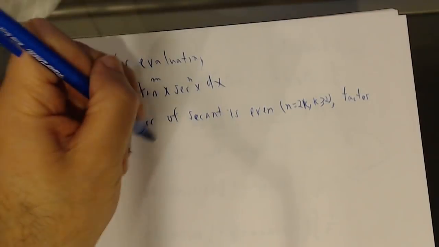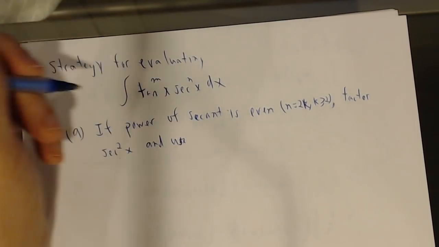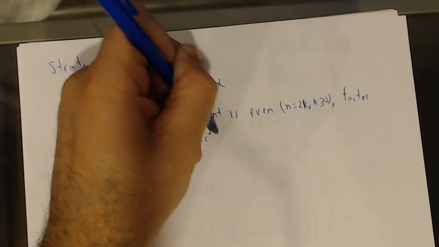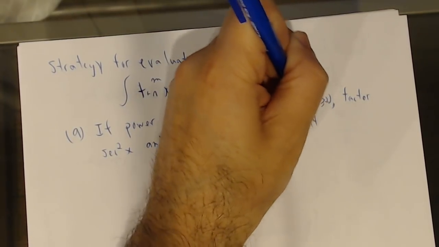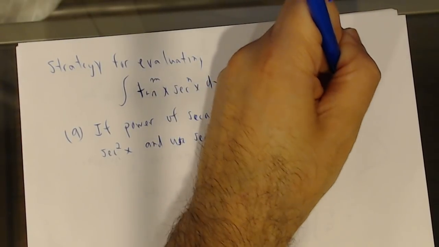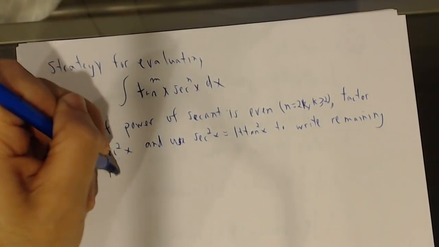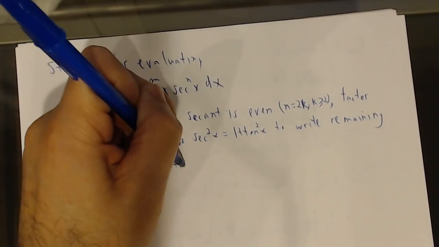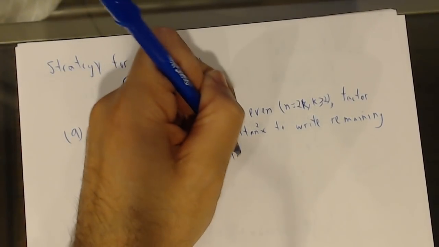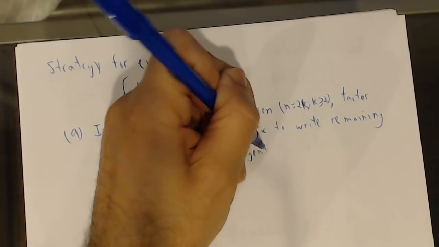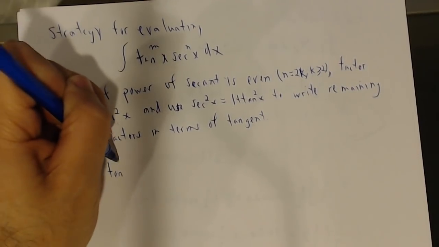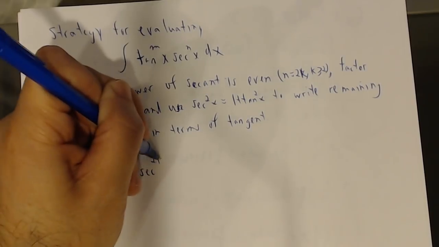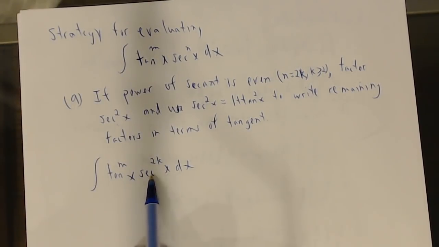And if you remember, we have one of those trig identities from last year, where secant squared x is equal to 1 plus tangent squared x, to write the remaining factors in terms of tangent. So just to show you what's going on, we have tangent to the power of mx, secant to the power of 2kx dx. Once again, we're assuming secant is even, and it's a number greater than 2. So it's 4, 6, 8, something like that.